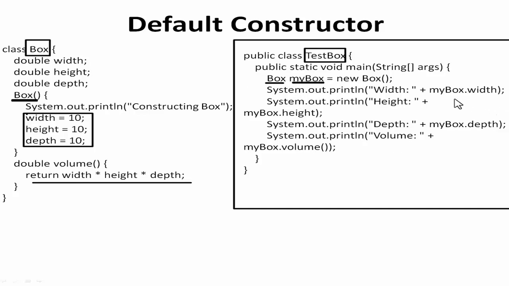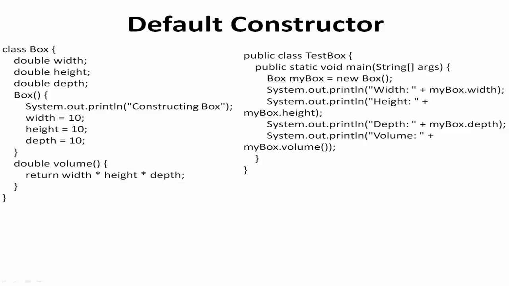By using this object, myBox dot width, what is width? Width is 10. Next myBox dot height, height is 10, and myBox dot depth, depth is also 10. That will be printed. Finally the volume should be displayed. myBox is an object, and the volume is 10 times 10 times 10. That will be displayed on the screen.